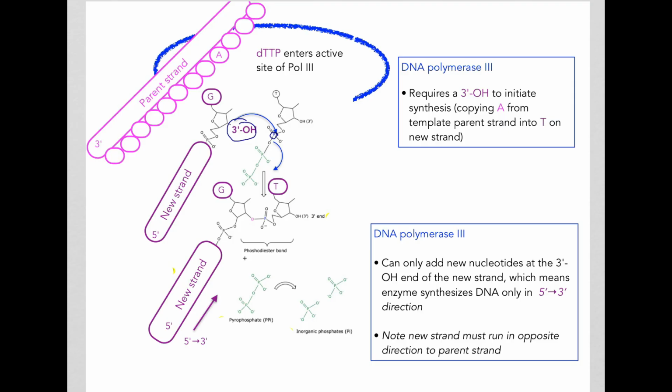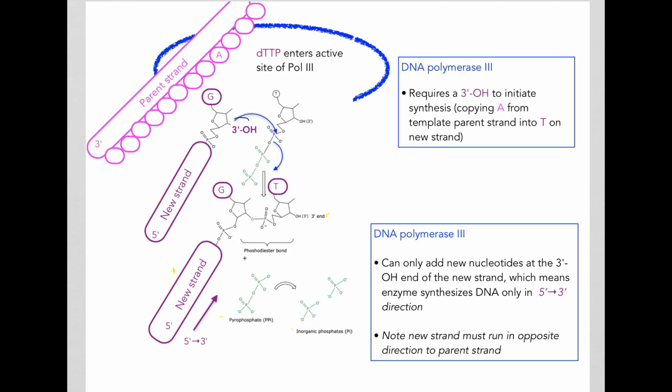And when these two react, the hydroxyl reacts with the alpha phosphorus. What happens is you see this T gets attached to the newly synthesized strand. And these two phosphates will come out as pyrophosphate, which will then break down to give you phosphate. And all this releases a lot of energy that will make the reaction very spontaneous.